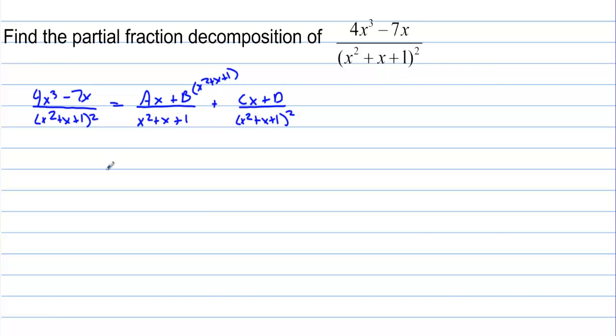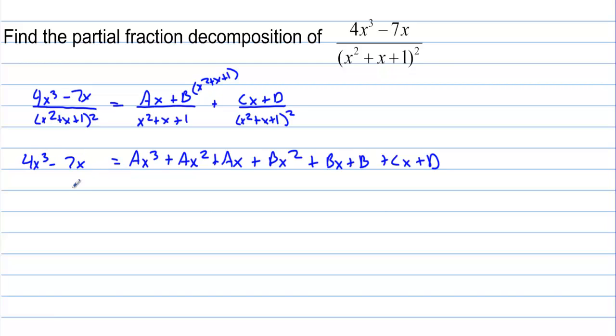Let's FOIL the ax through. We have ax to the third plus ax squared plus ax. Then we'll FOIL the b through. We have plus bx squared plus bx plus b. And then we have plus cx plus d. Now all that is equal to 4x to the third minus 7x.